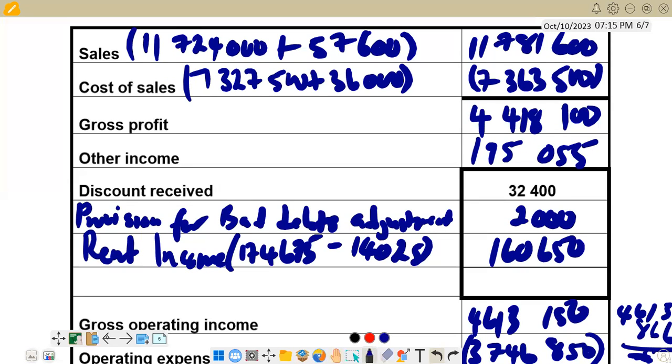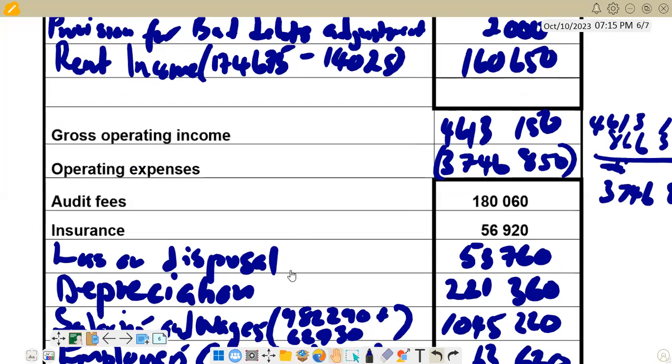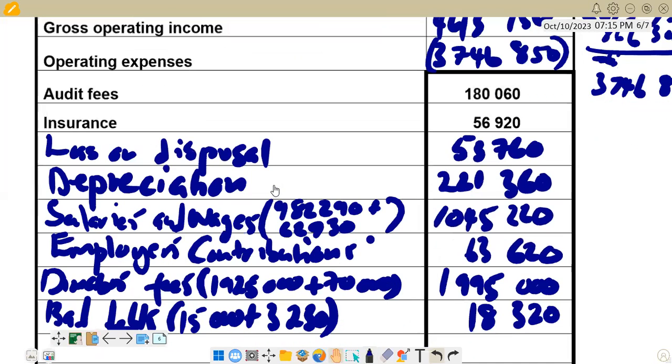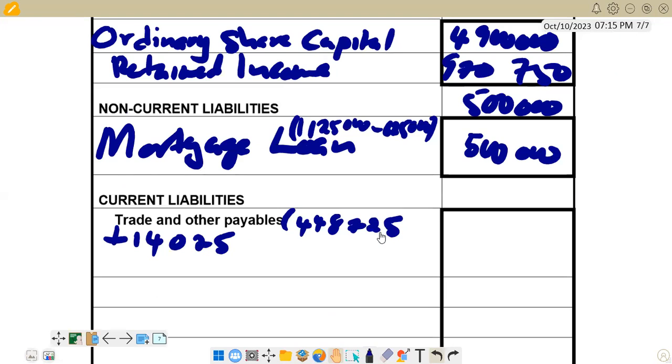Then we also have an accrual of an expense. Let's try to find out there under operating expenses. Director's fees, remember 70,000 was in accrual. There were 2 months that were not paid. So we also add that 70,000. It's also a payable, an accrual of an expense. Add 70,000 there.